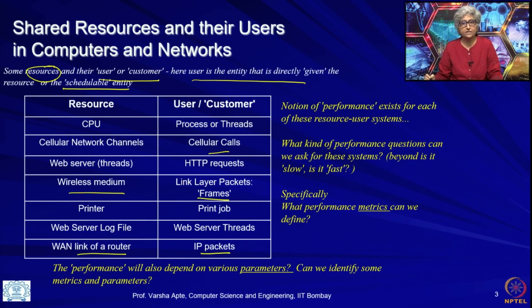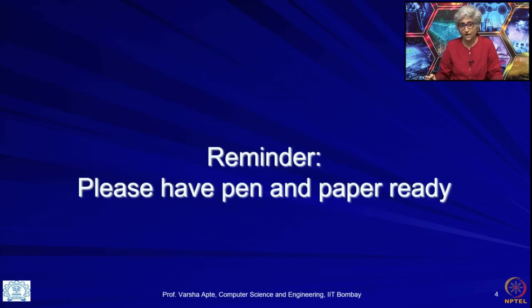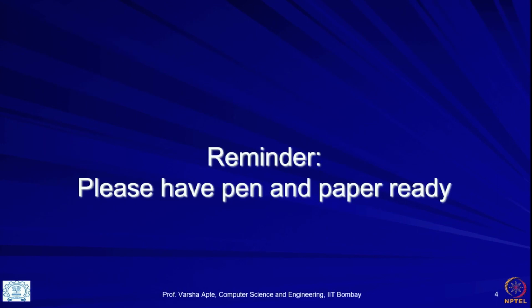And we left off discussing that performance as we defined it in the last lecture, which is basically how well something functions given that it is functioning, is something that we can talk about. We left off asking, can we be a little specific, can we say something more about these resources and users other than that it is slow or it is fast? Again, this is a reminder to have a pen and paper ready because it will be good if you also write some thoughts down as I ask.